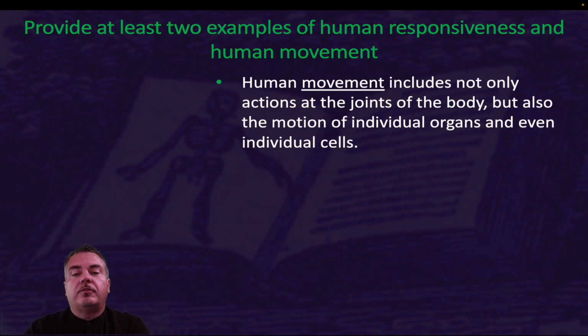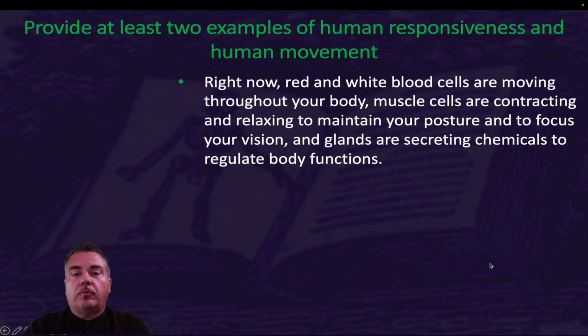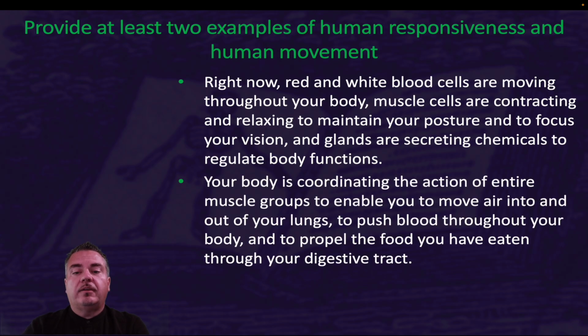Human movement includes not only actions of the joints of the body, but also the motion of individual organs and even individual cells. Right now, red and white blood cells are moving throughout your body, muscle cells are contracting and relaxing to maintain your posture and to focus your vision, and glands are secreting chemicals to regulate body functions. Your body is coordinating the action of entire muscle groups to enable you to move air into and out of your lungs, to push blood throughout your body, and to propel the food you have eaten through your digestive tract.